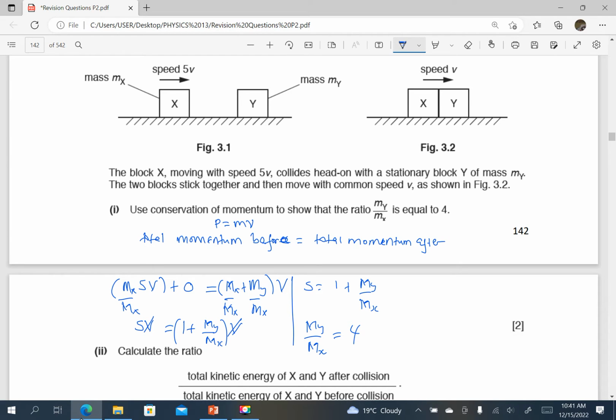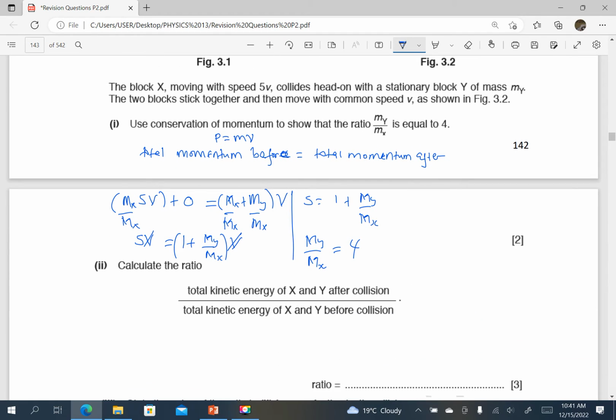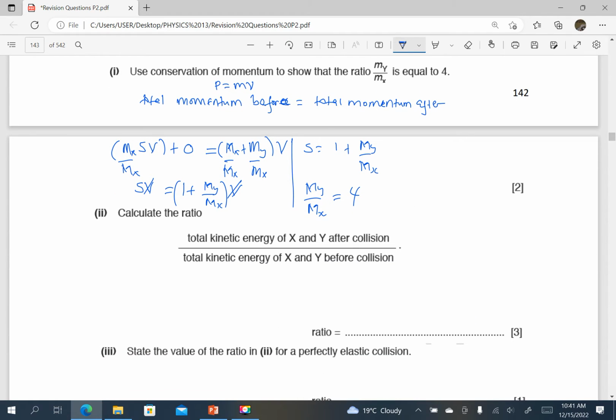So that is an easy question. Calculate the ratio of total kinetic energy of X and Y after collision over total kinetic energy of X and Y before collision. We know that kinetic energy is equal to a half mv squared. So let's find the ratio now.